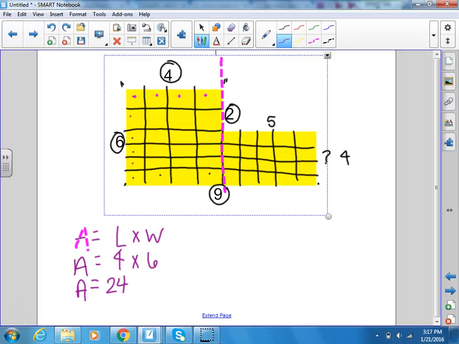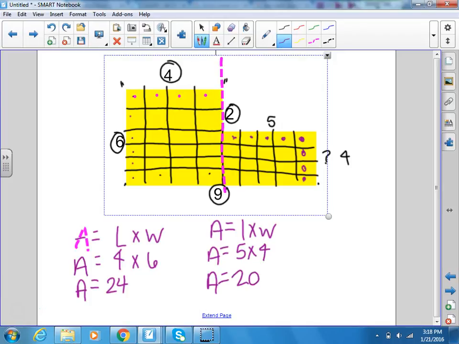Now we have to find the area of the second rectangle. We know the formula for area is length times width. Going across, we have 1, 2, 3, 4, 5. So it's 5 long, and it is 1, 2, 3, 4 wide. We know 5 times 4 is 20.